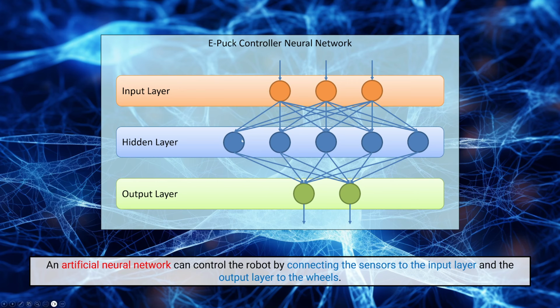We might pre-design a topology for our network. So we might decide, usually the input layer and the output layer is given to us. How many sensors do we have? 3. Okay. How many wheels do we have? 2. Okay. So that's how many neurons we have in those 2 layers. But then the number of neurons that we put in the hidden layer is up to us. We get to decide. And we also get to decide how it is wired up.